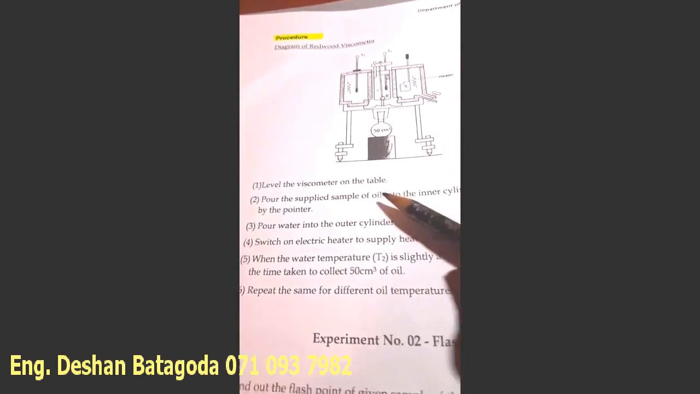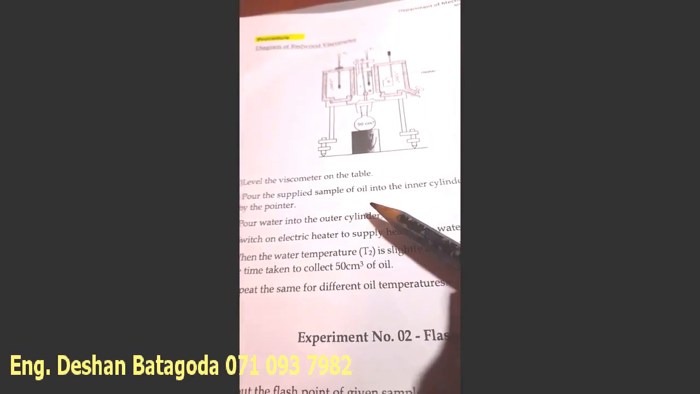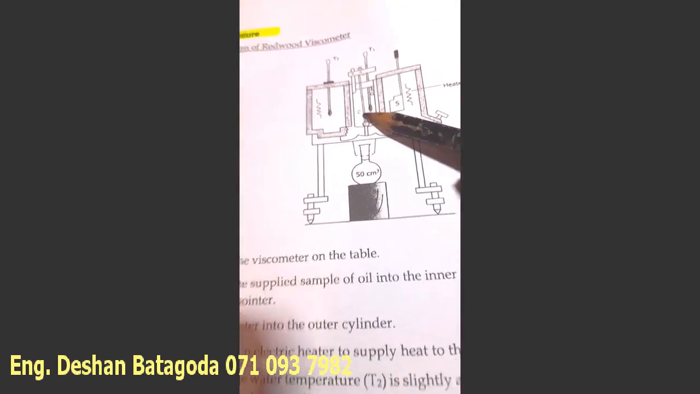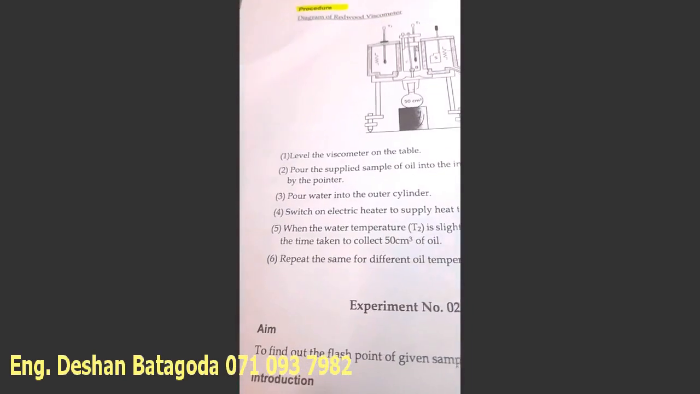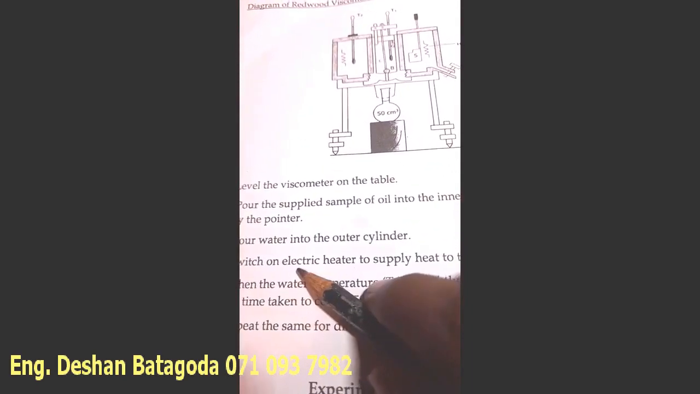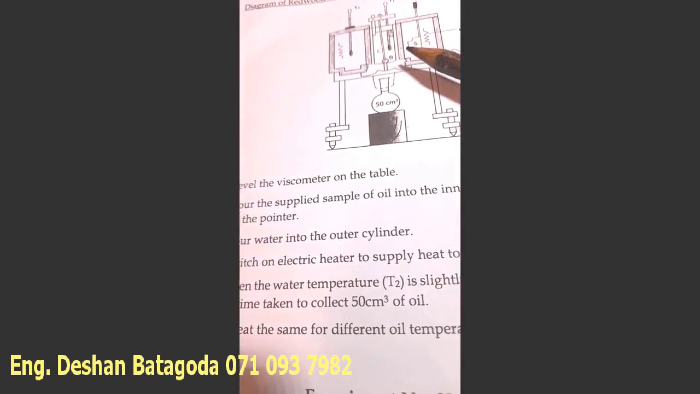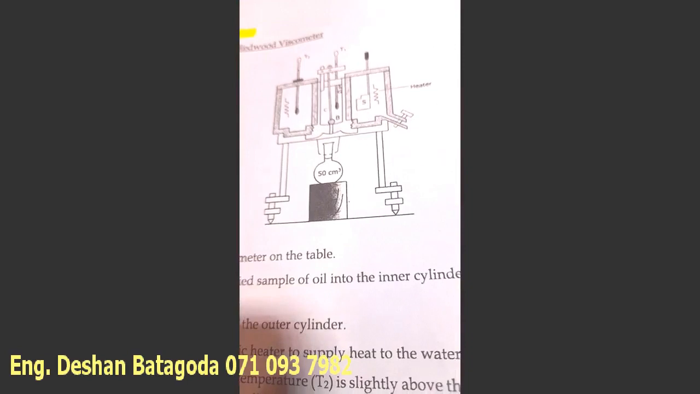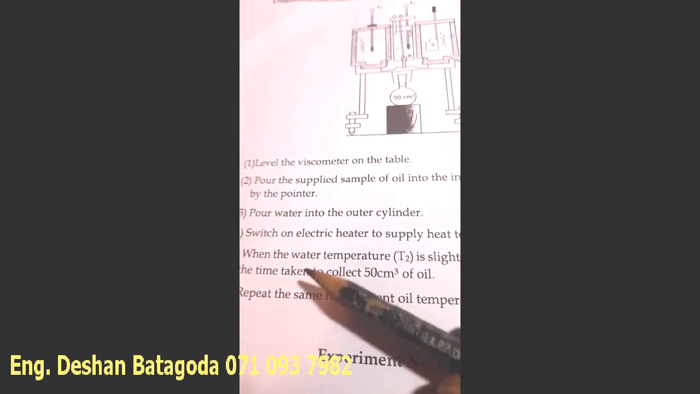Level the viscometer on the table. Then pour the supplied sample of oil into the inner cylinder C. Now see, what is the inner cylinder? This is the inner cylinder. Pour the oil up to the level indicated by the pointer. Then pour water into the outer cylinder. Now the outer cylinder you are going to fill with water, right?